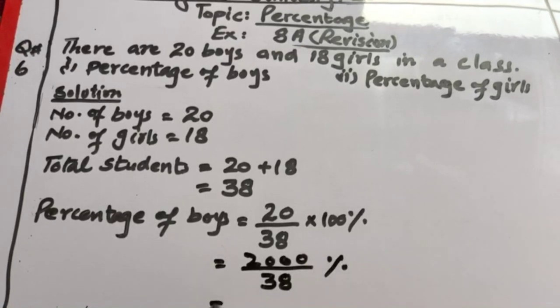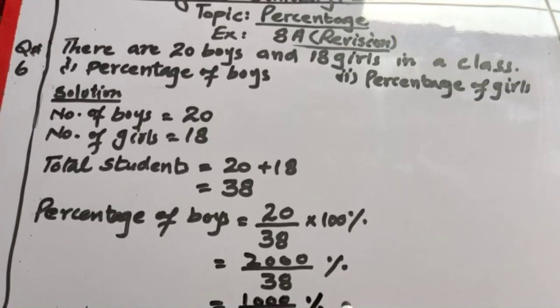And if we simplify 2038 and divide it by 2, then we will have 1000 over 19. If we divide 2000 by 2 and 38 by 2, then we will have 1000 in the numerator and 38 in the denominator. So it becomes 1000 divided by 19%.